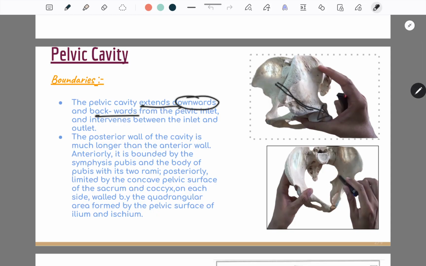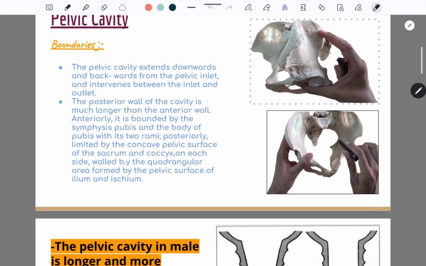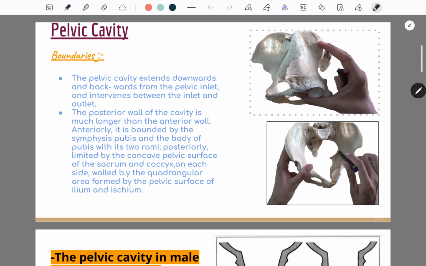You can see here, this is the lateral aspect you are seeing. It is downwards and backwards when we stand in anatomical position, between the inlet and outlet, as I said. So what are the boundaries? First we will see the anterior boundary. It is bounded by the pubic symphysis, the posterior surface of the pubic symphysis, and the body of the pubis and two rami.